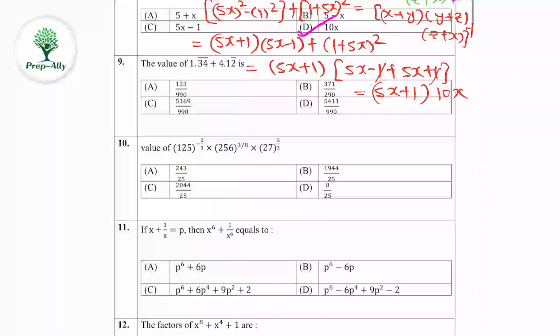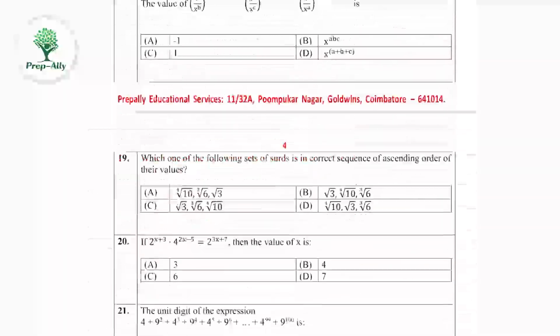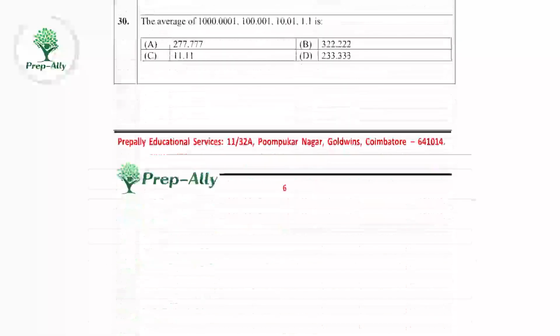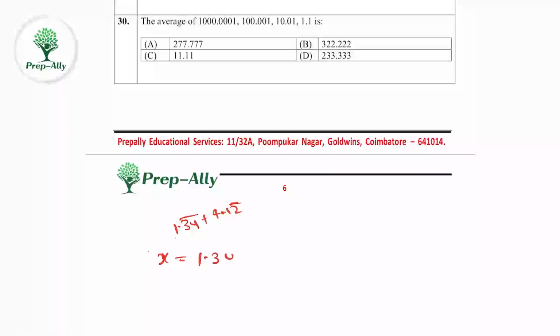Now here the question number 9: 1.3 with bar over 34, plus 4.1 with bar over 2. So here we have to solve this one. Just I solve below it. In 1.34 and 4.12, the bar is only on the 34 and on the 2. So I take x is equal to 1.3434 and so on, which goes up to infinity.